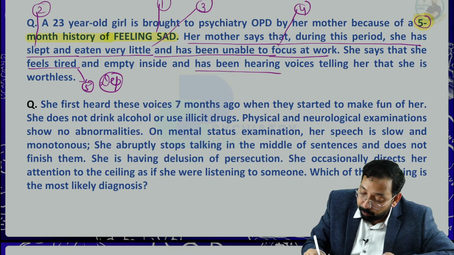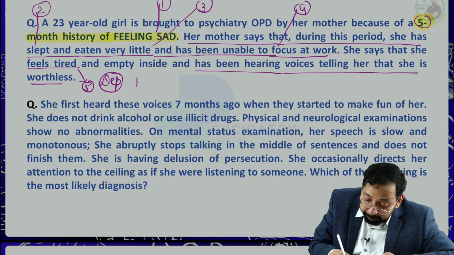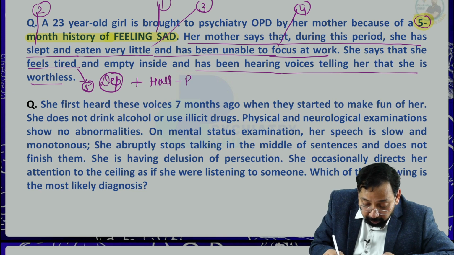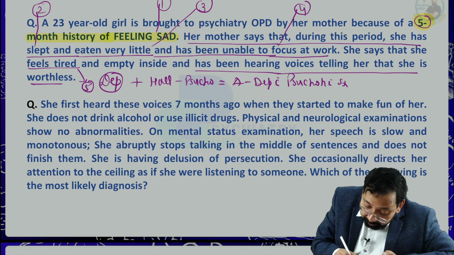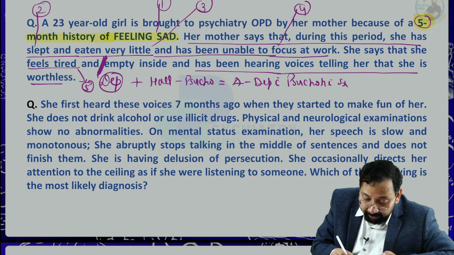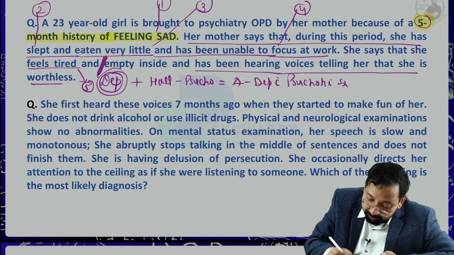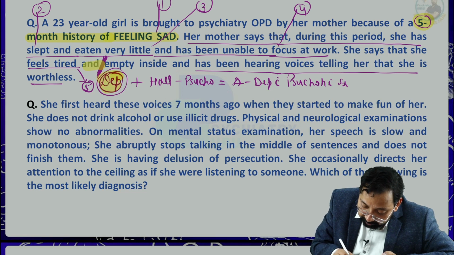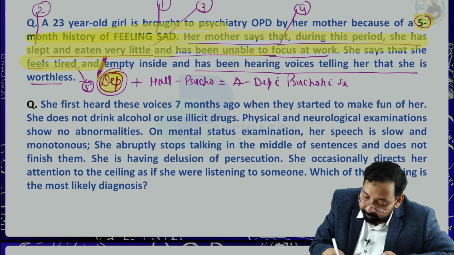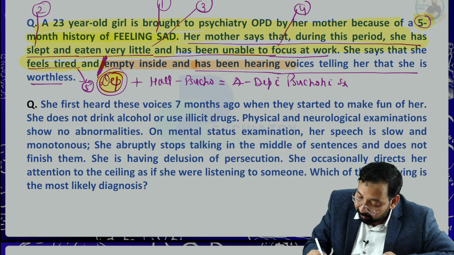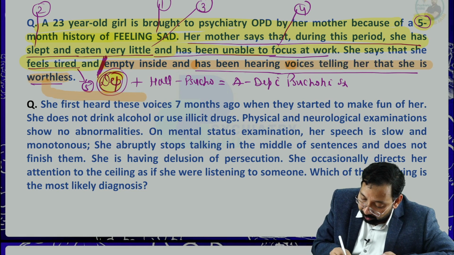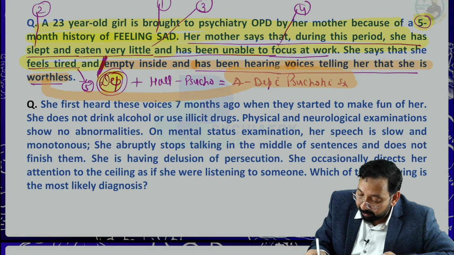She has been hearing voices telling her that she is worthless. Depression plus hallucination. Hallucination is a psychotic symptom. So you will say the diagnosis is depression with psychotic symptoms till now. Why am I telling you like this? Because if the question is asked up to this, then the diagnosis is depression. Yes, if the question is extended till this, the diagnosis would become depression with psychotic symptoms or psychotic depression.